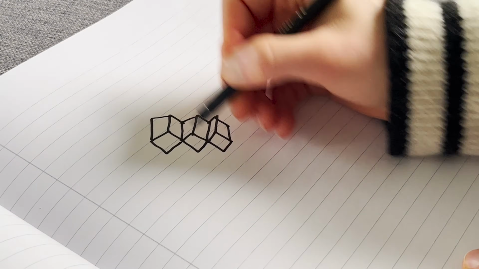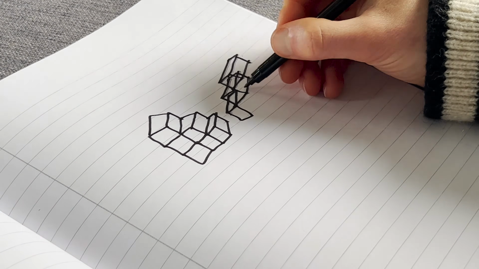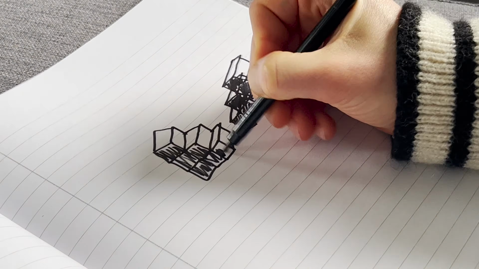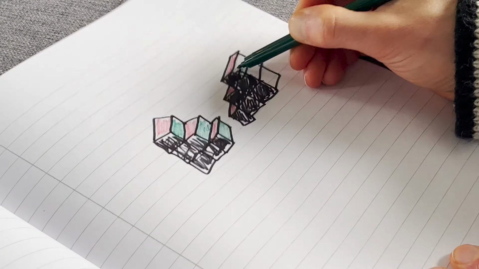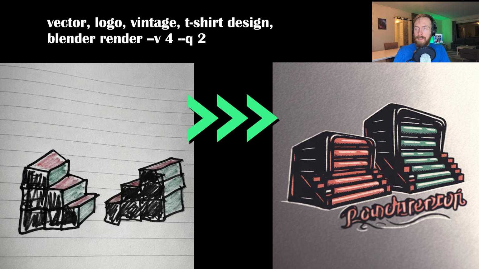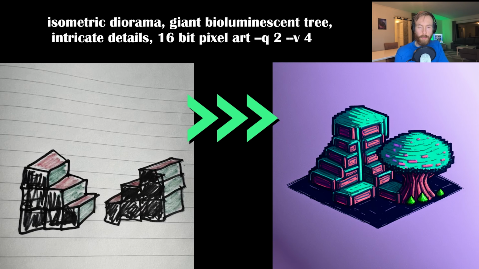Okay, so here you can see me trying to draw some kind of a block style. I don't know exactly what I was going for, but I did some green and red colors and I thought it turned out pretty okay. So I combined this with the prompt vector logo vintage t-shirt design blender render --V4, and I got this back. I don't know what it is, but all I know is yeah, I like it. The next prompt I used here was isometric diorama giant bioluminescent tree intricate details pixel art --V4.